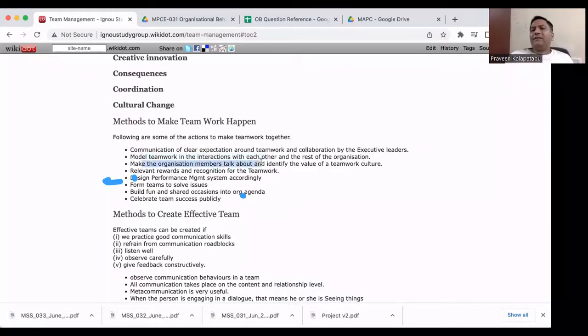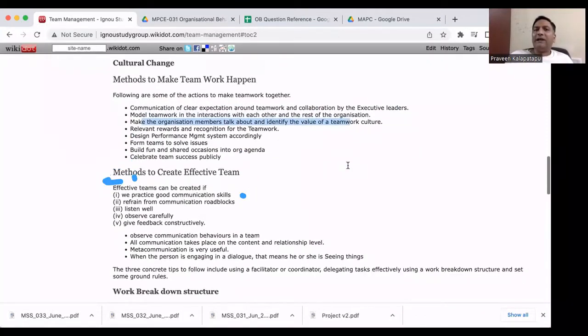Make the organization members talk about and identify the value of team culture. Everybody should understand the value of team. Have rewards and recognition for teamwork. Design the performance management system accordingly so that teamwork is also rewarded. Form teams to solve issues. Build fun and shared occasions into the organization's agenda. Celebrate team success publicly.